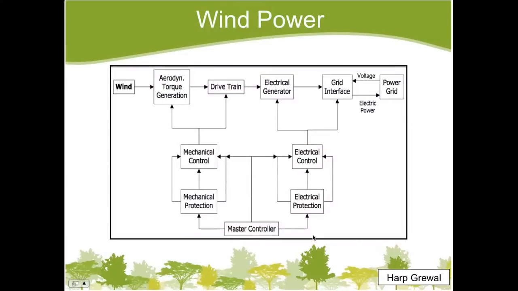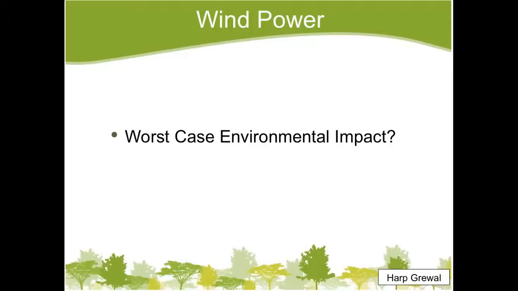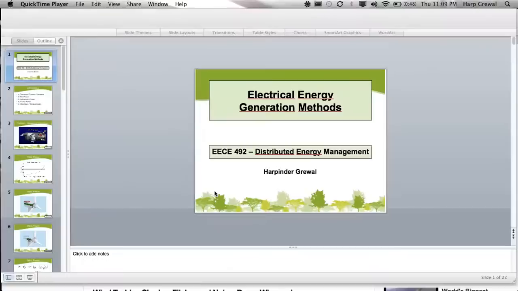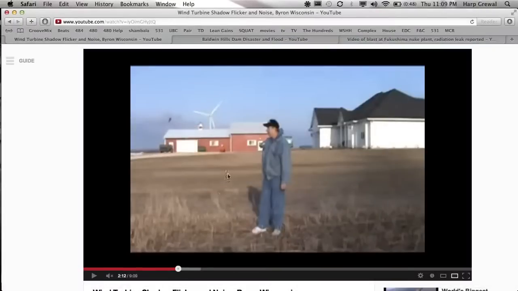And here's a block diagram, and I just want to highlight that there are mechanical and electrical protection methods to ensure that the turbine does not spin out of control and is safe to operate. Now you may wonder, what is the worst case environmental impact of a wind turbine? I'll just show you a quick video.